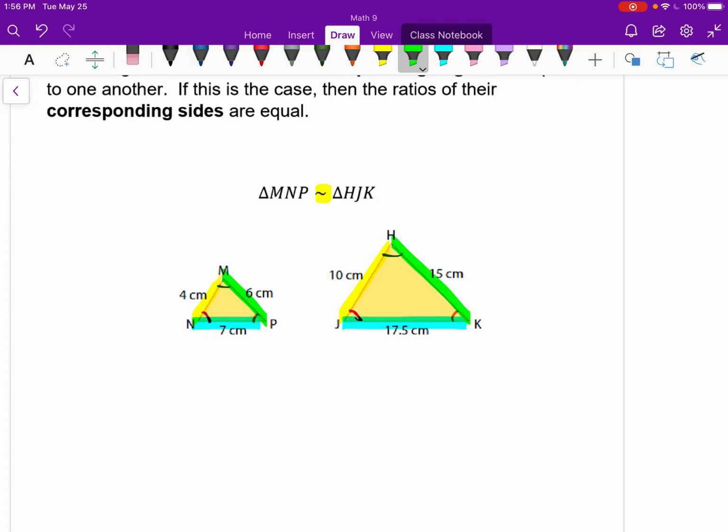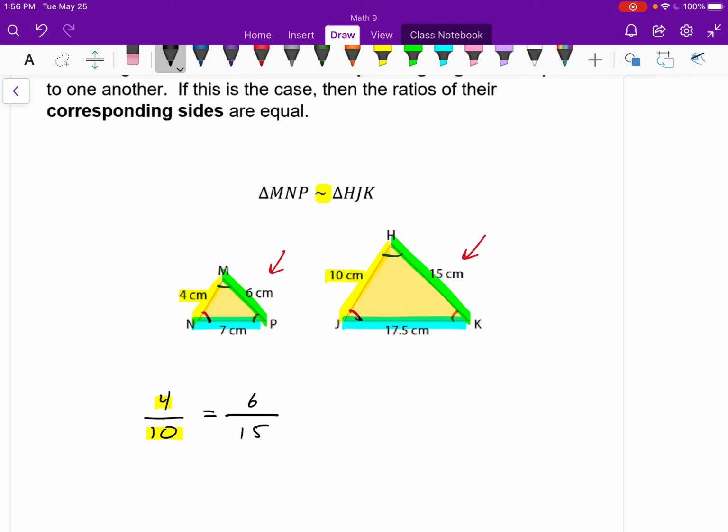And for example, if I just pick a side, MN, the one I've highlighted in yellow over here, that's 4. And if I compare that to its corresponding side, HJ, which is 10. Well, if I go 4 divided by 10, I will get an equivalent fraction if I do a different pair of corresponding sides in the same order. For example, if I go 6 to 15. And 4 over 10 is equivalent to 6 over 15.